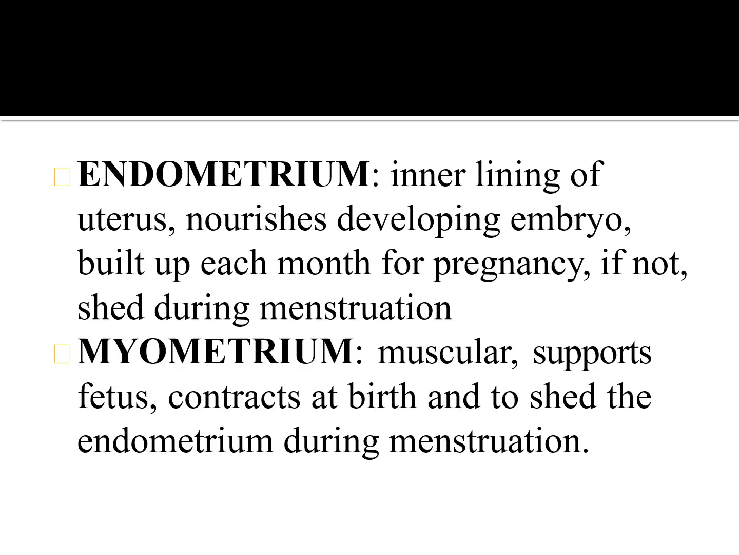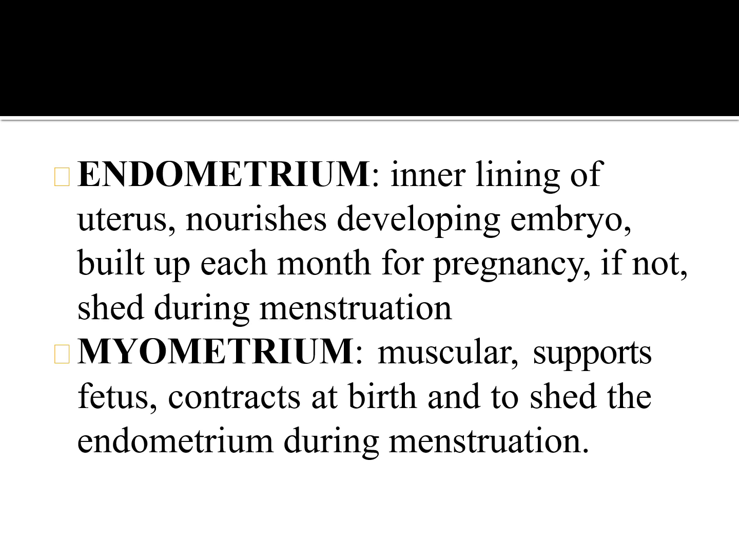The endometrium is the inner lining of the uterus. It nourishes the developing embryo and builds up each month of the pregnancy, and if fertilization does not occur, it will shed during menstruation. I have already told you that a spongy bed forms inside the uterus to receive the fertilized ovum, and that bed is formed by the endometrium. If pregnancy does not occur, it will shed off along with the menstruation.